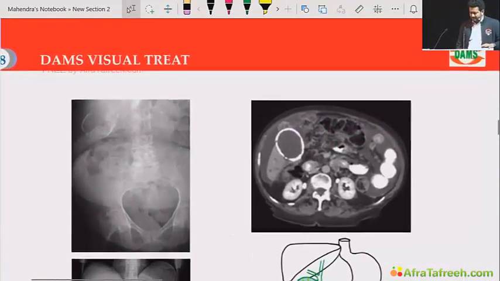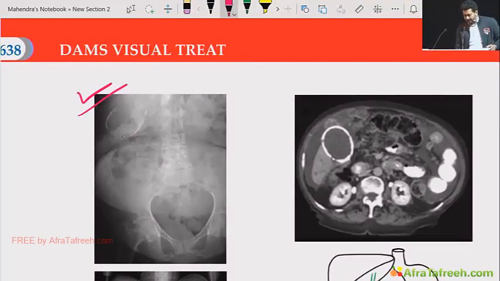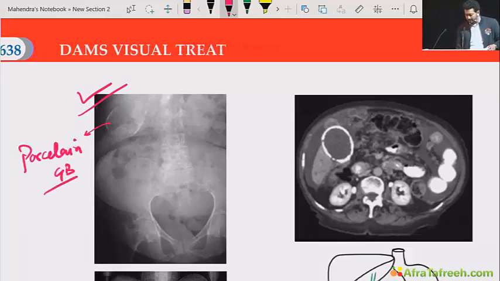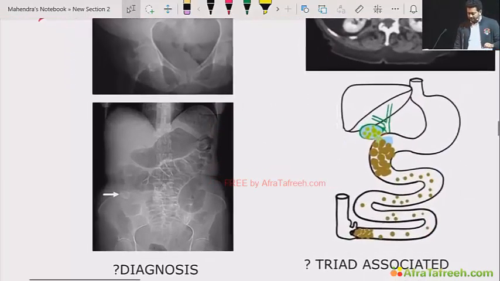This is a plain X-ray. Tell me the diagnosis. Left side picture, plain X-ray. What can you see? There is a calcified globular structure in this part. So calcification of the wall of the gallbladder, porcelain gallbladder. And this is the CT of the porcelain gallbladder. You can see a very nice calcification in the gallbladder. Next image.